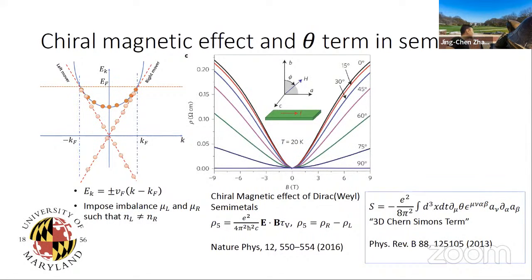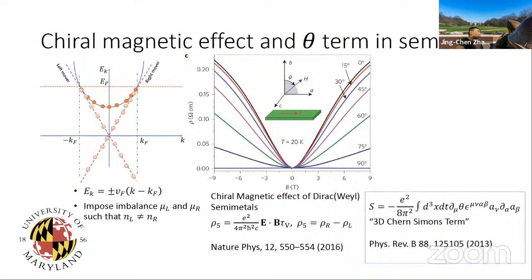Another experimental fact is about the chiral magnetic effect in some semimetals. By semimetals, I mean that there are lots of materials where in the band structure the bands cross each other in the momentum space. By crossing each other, I mean they will have the band structure like this.